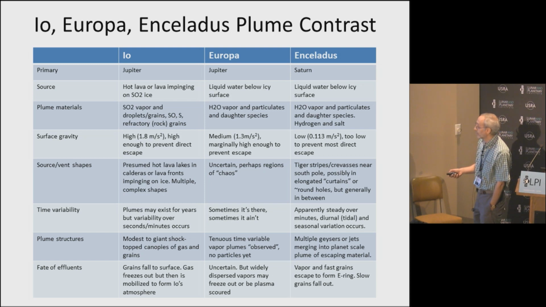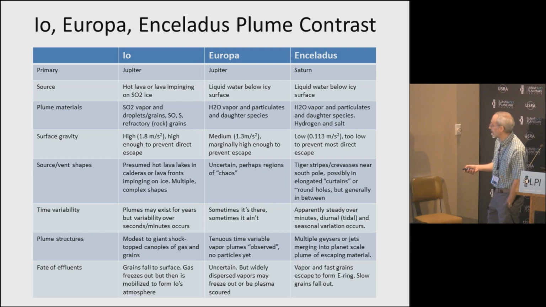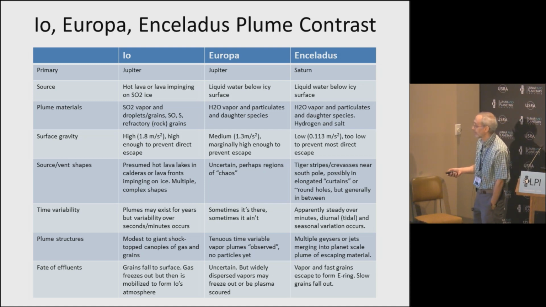All of them have some measure of time variability. Io, seconds to minutes, but some plumes are kind of stable over the years. Europa, well, sometimes it's there, sometimes it ain't. And there are seasonal and diurnal variations, and perhaps even minute scale variations on Enceladus. We can talk about the plume structures. I'll do that. I'll leave this off for now.